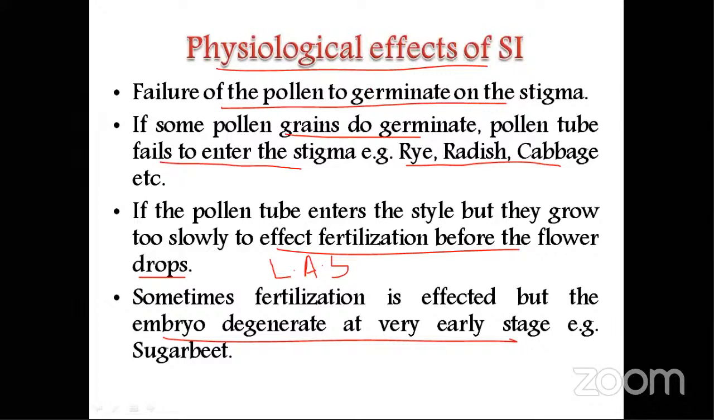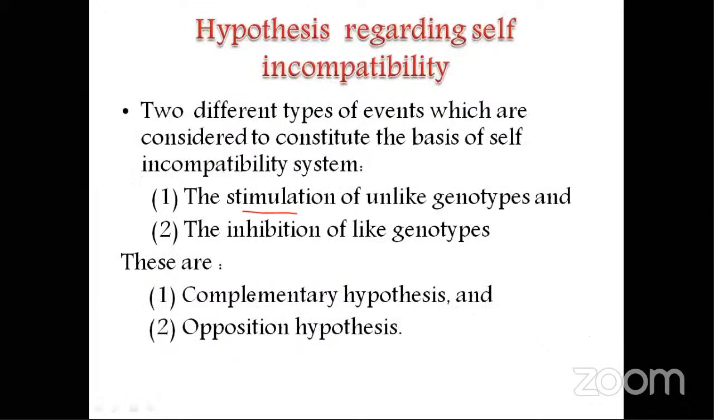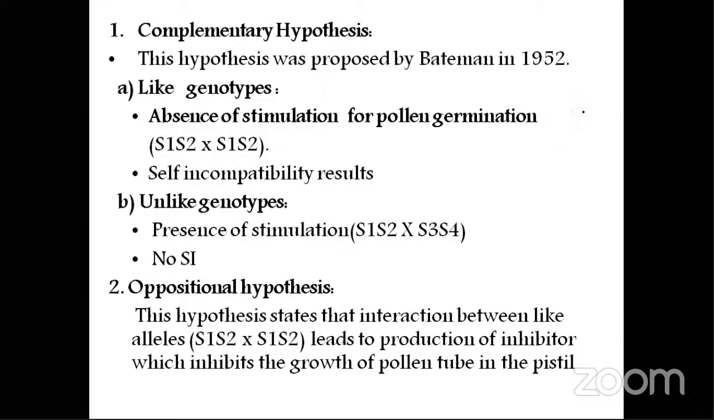There are two hypotheses regarding self incompatibility, whether there will be stimulation or there will be inhibition. Okay, so based on that there are two types of hypotheses. The complementary hypothesis was proposed by Bateman in 1952. It tells that in case of like genotypes, there will be absence of stimulation for pollen germination. That's why self-incompatibility results in case of the complementary hypothesis. And in case of unlike genotypes, there will be ample stimulation present. Stimulus will be there for pollen germination, and there is no incompatibility reaction found.